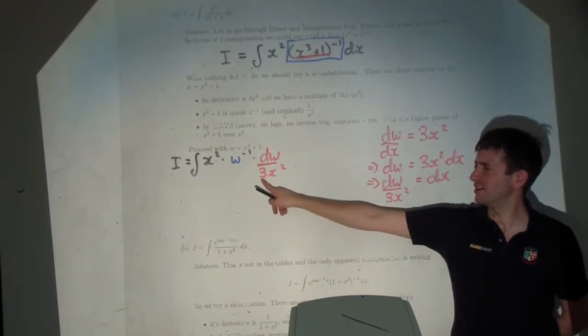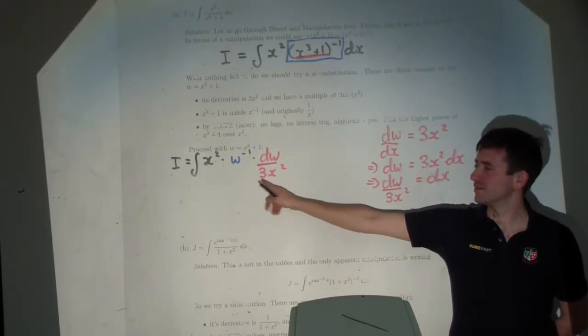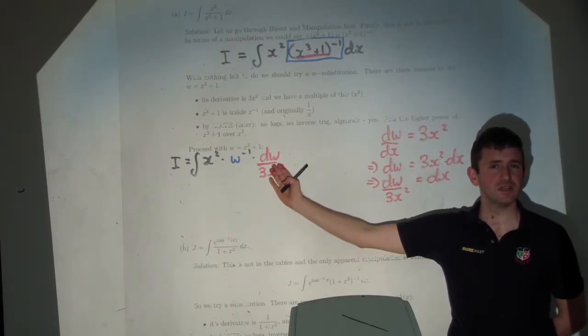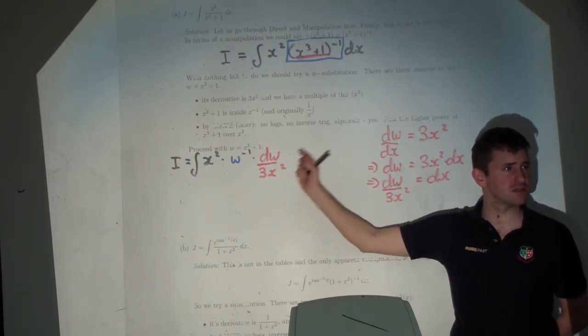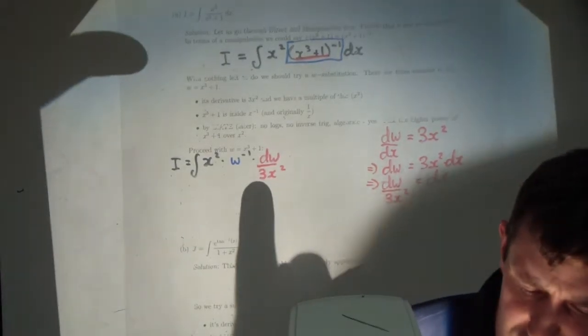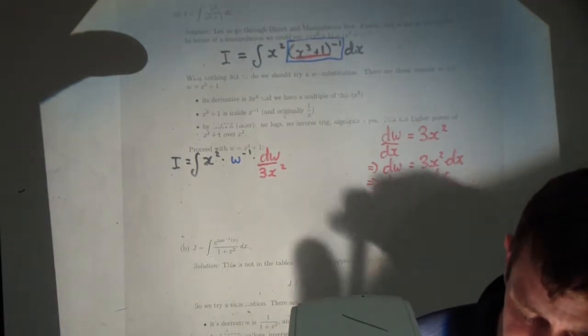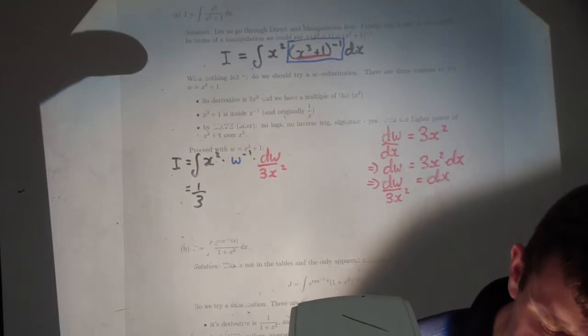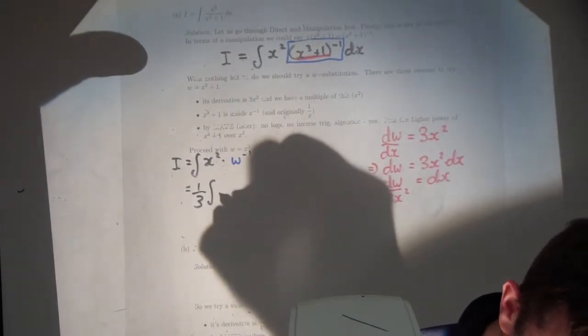Is this a 3, really? It's a 1 over 3, which is a constant, so that can come out. So this is 1 over 3, same as a third. X squared divided by x squared is 1, that's gone. And we have w to the minus 1.